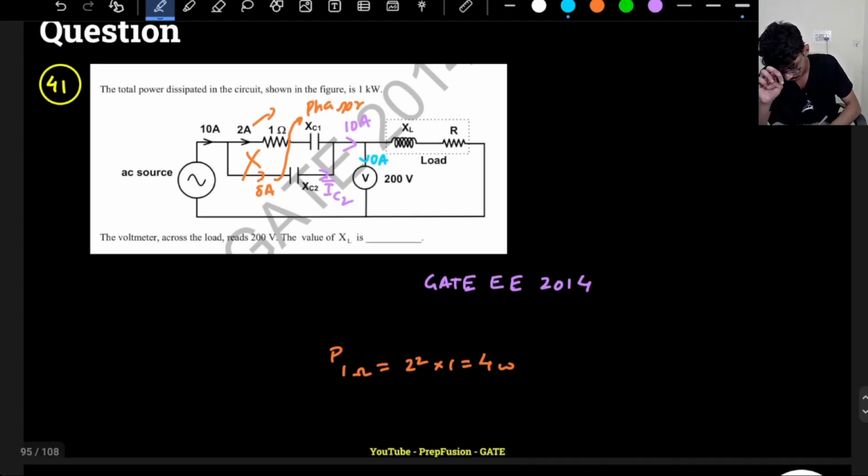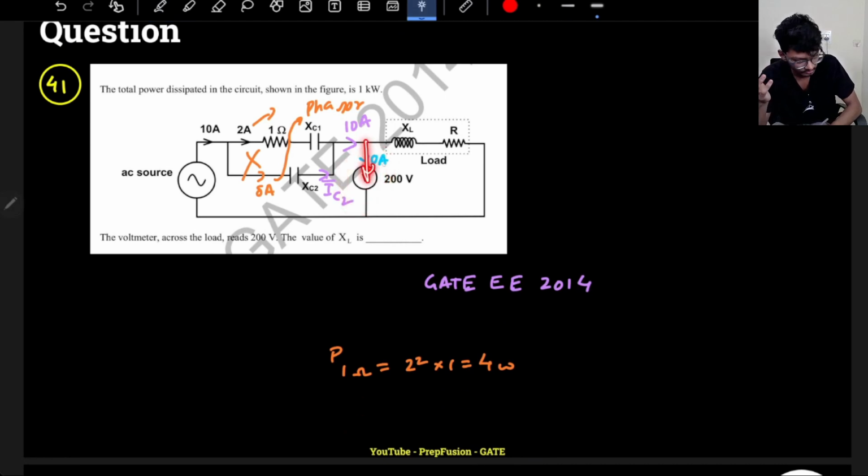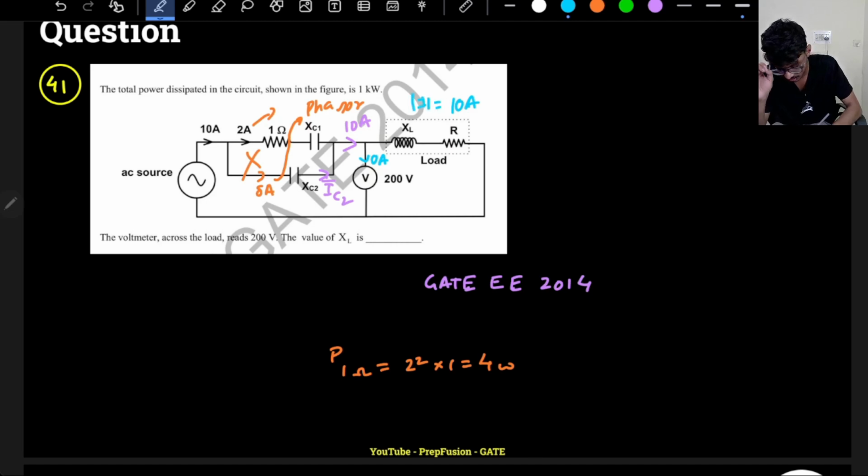Since its resistance is infinity, of course no current will flow here, all of the current will come here only, because current chooses the least resistive path. So through the resistor as well, the current is 10 amperes only. Of course, they have not given any phase, so I cannot comment on the phase, but the magnitude is 10 amperes.